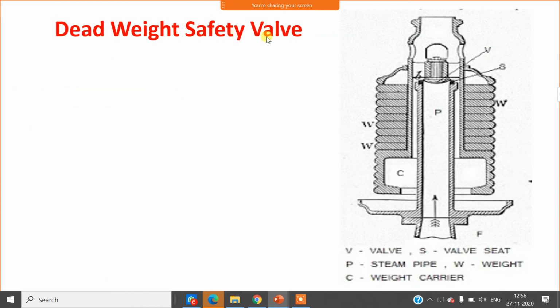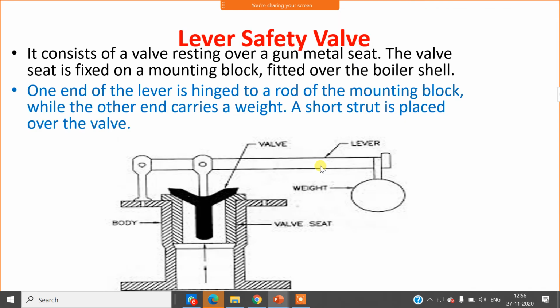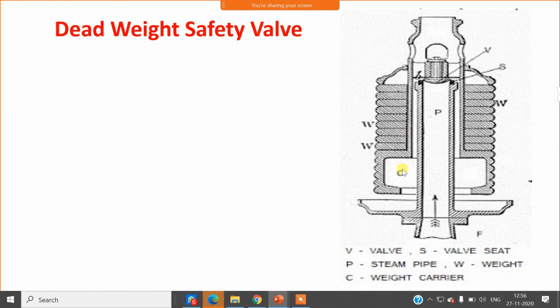Next, the dead weight safety valve. The dead weight safety valve is similar to the lever safety valve, but the difference is that in the lever safety valve, one end is hinged and the other end carries a weight. But in this case, it consists of a weight carrier, and on the weight carrier it carries the weight. W represents the weight and C represents the weight carrier.